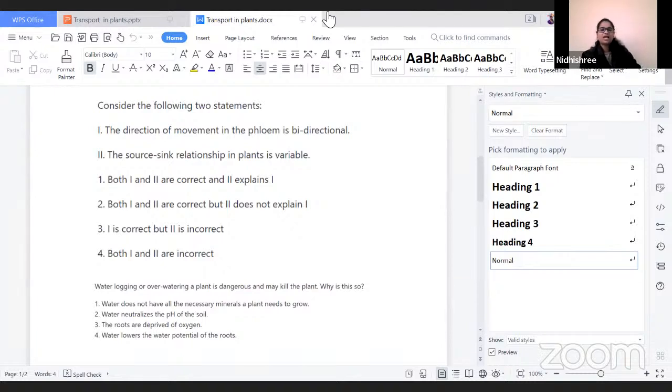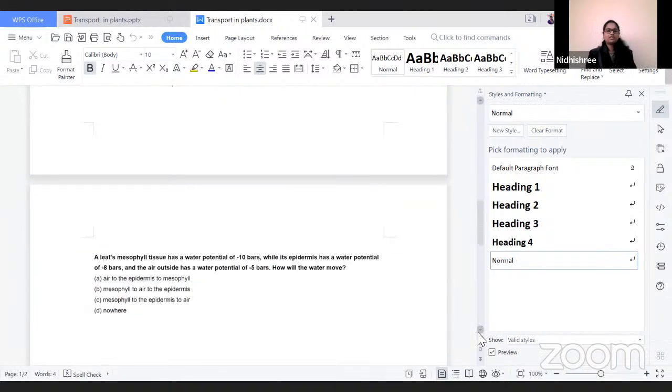Okay, the first answer is given by Kanchana Raj, option D, Chandana, option D, Lohit, option A. So the correct answer and the quick answer is given by Lohit, option A. Water does not have all necessary minerals a plant needs to grow is the right answer. Fine. The last question goes like this.